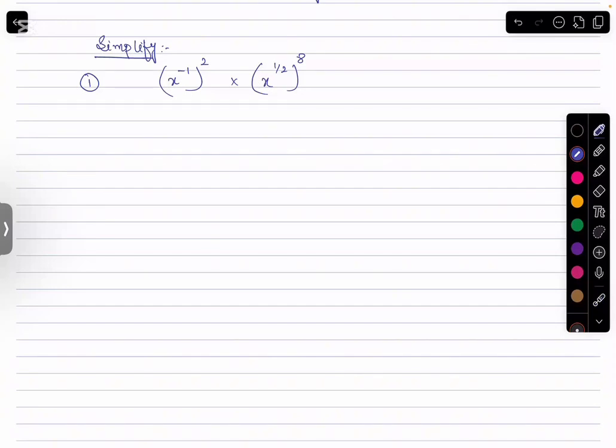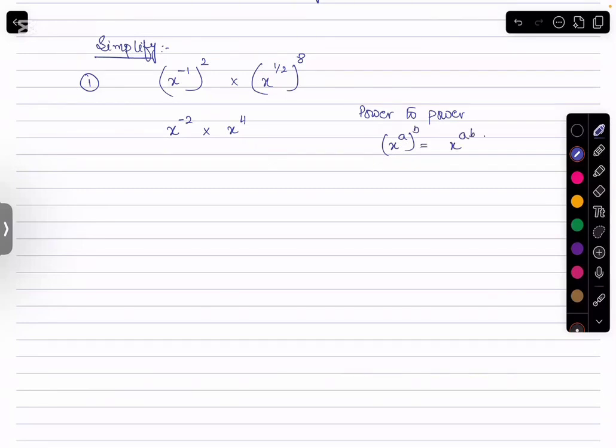So x to the power minus 1 to the power of 2, how will I write it? X to the power 2 times minus 1. What is 2 times minus 1? Minus 2, right? And what about 1 by 2 to the power of 8? It will become 4, right? So we have applied the first rule which said power to power. ठीक है, power to power क्या होता है? They get multiplied. What was the rule? It was x to the power of a to the power of b. That was x to the power ab here.